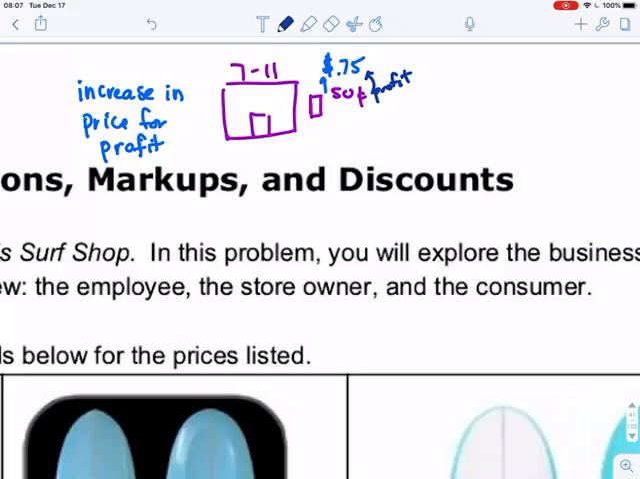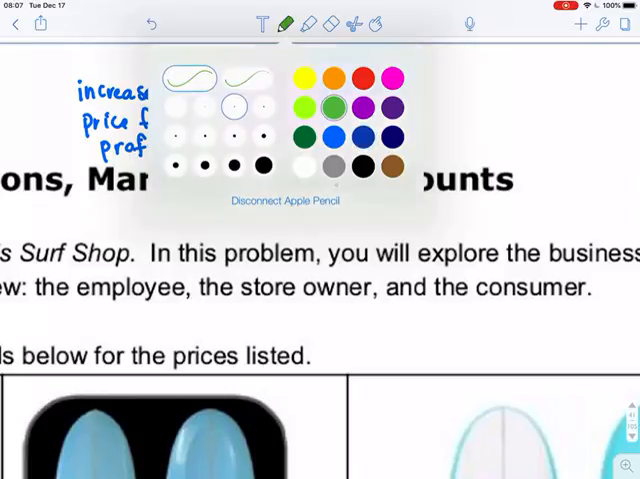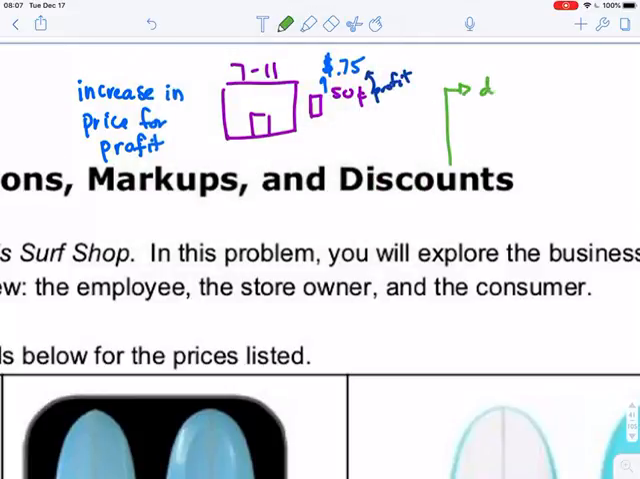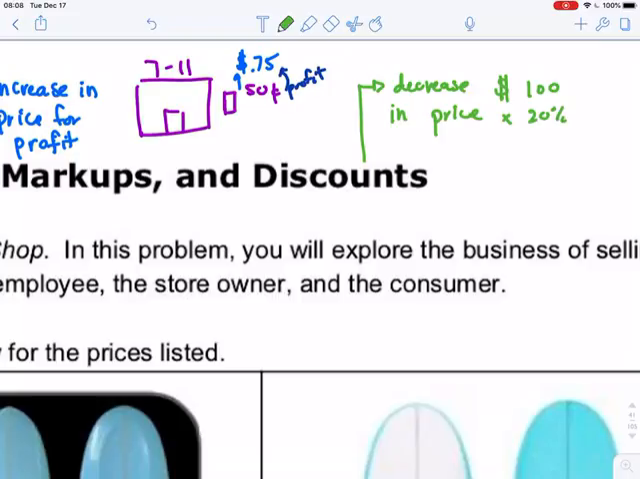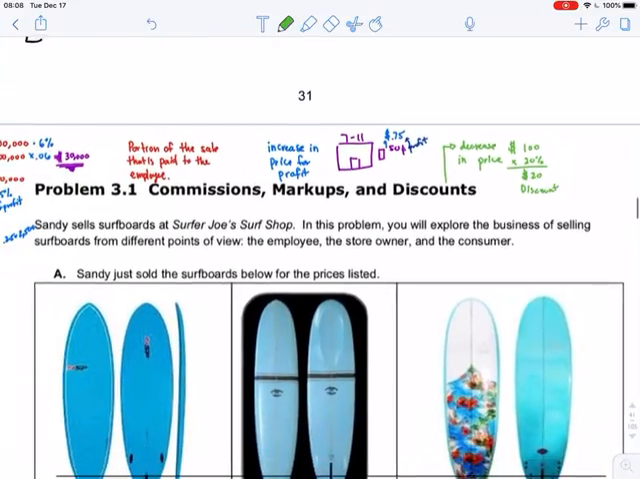Okay, discounts. This is usually everyone's favorite. This is a decrease in price. Everyone usually knows what this one is. If an item is usually going to be selling for $100, whatever it might be, and it's on sale for 20% off, so times 20%, that means there is a $20 discount. So those are the different ways we're going to be talking about our surfboards.